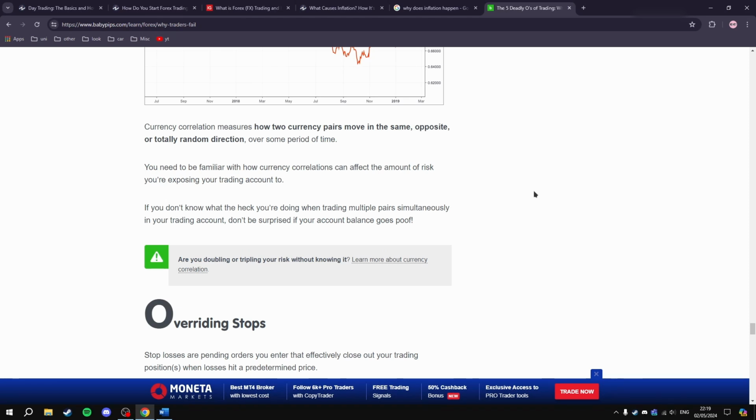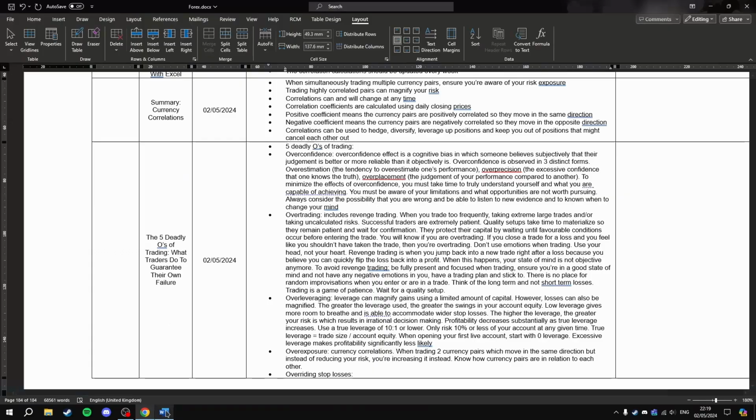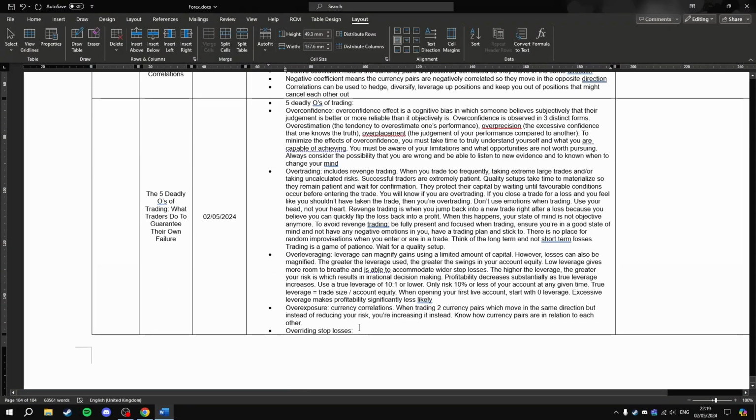account to. If you don't know what the heck you're doing when trading multiple pairs simultaneously in your trading account, don't be surprised if your trading account balance goes poof. Are you doubling or tripling your risk without knowing it? Learn more about currency correlation. We just came from doing that, so yep, all good.